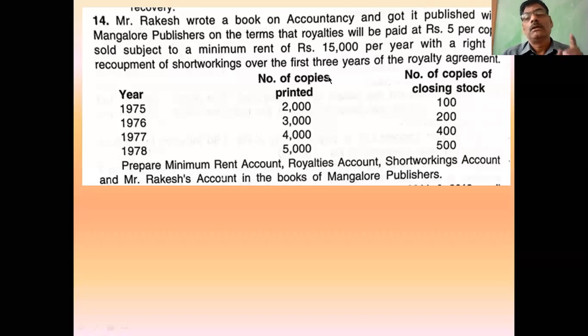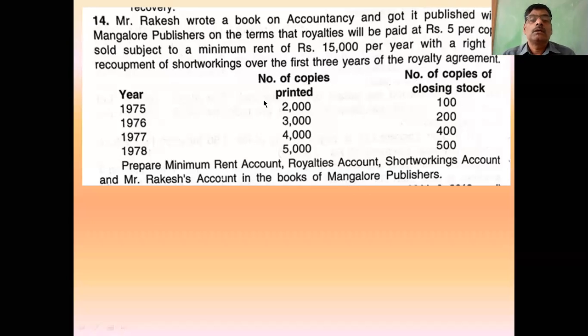First 3 years means 1975, 76, 77. These are the first 3 years. In these 3 years, you have to recover the short working. And whatever balance of short working remains at the end of 1977 must go to a recovery column. And after this year, you are not permitted to recover any short working. Remember this. This is the first 3 years. This type of problem they will ask rarely.